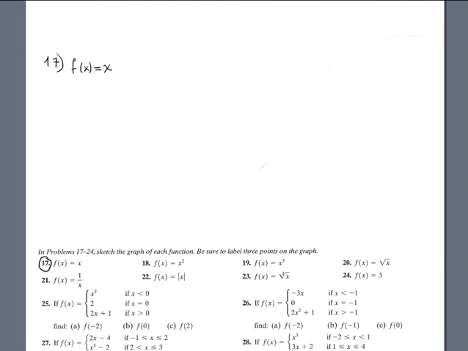Okay, 17 of section 3.4. Sketch a graph of each function, and be sure to label three points on the graph. Okay, this is the identity function.